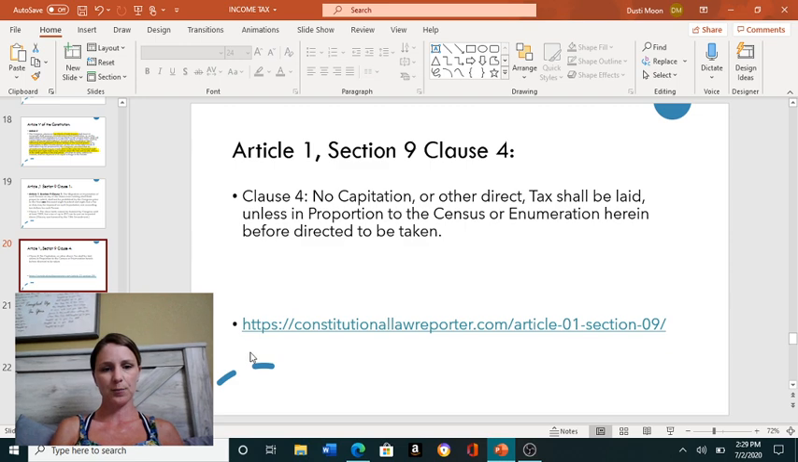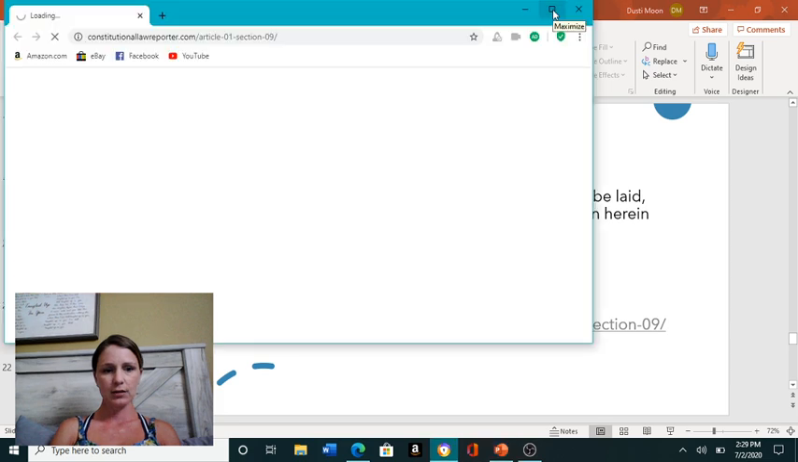This little website right here, I want to show you what it says. This is just constitutionallawreporter.com in my research. And they show you, if it will come up, they show you this article here.